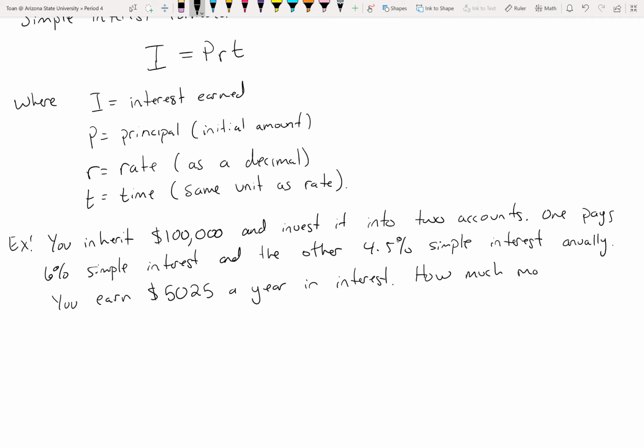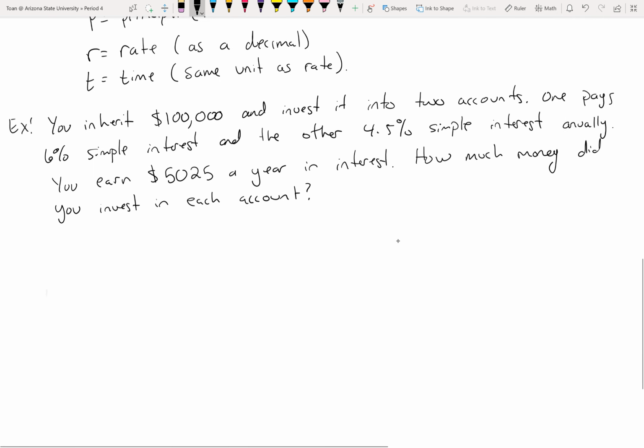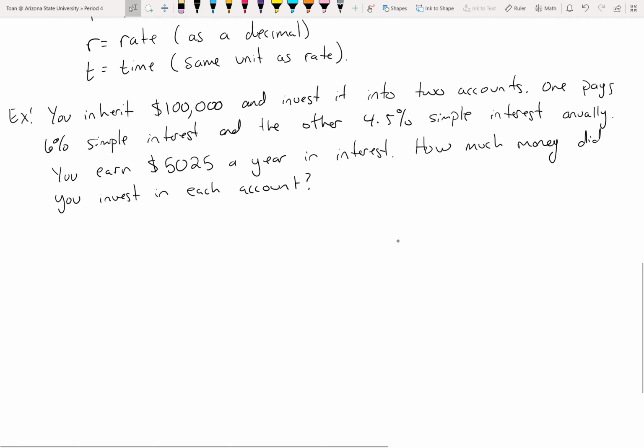How much money did you invest in each account? Yeah, 50-50, good guess. Not right, but good guess. So again, just follow my tips. The first thing I want to do is focus on whatever it is that it's actually asking me, because that's going to be my variable. So how much money, each account. How many accounts do we have? 2, so that normally would mean 2 variables.